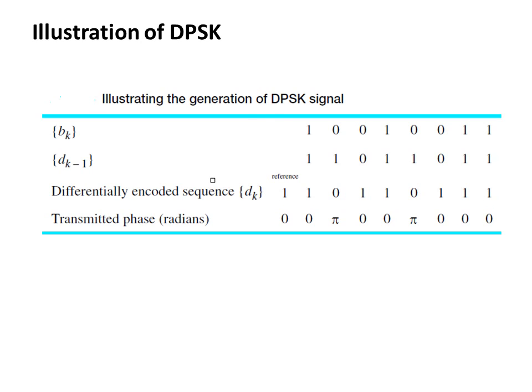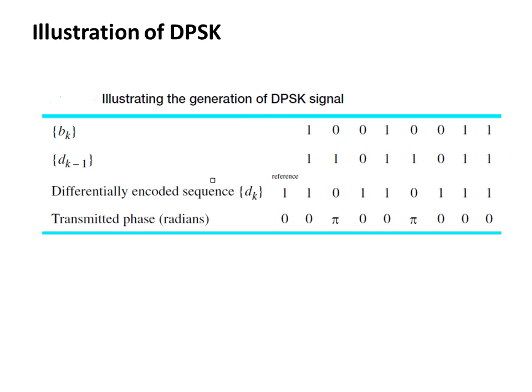Since here again dk is 1, dk minus 1 for the next operation will be 1. So the input bit, that is bk, is 1. So 1 XNOR 1 is again 1. For the last bit, since dk is 1 here, dk minus 1 also becomes 1. Since the input bit is 1 here, 1 XNOR 1 output is 1. If you clearly observe, the reference bit we have considered is 1. So the final dk sequence will be 110 110 111.